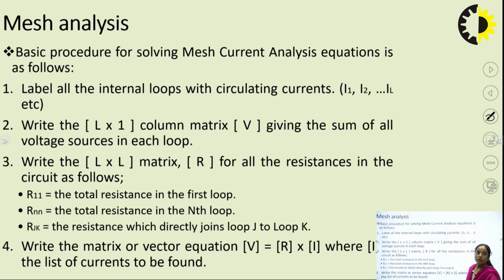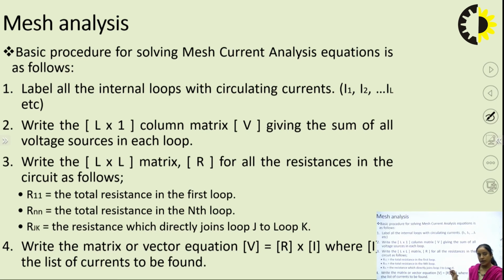Now what is the basic process? Now we will summarize this. The basic process for solving the mesh analysis technique is that first we label all the meshes with circulating currents, that is, mesh currents. Then we write column matrices for currents and for the voltage sources. Then you need to write the resistance matrix. The rules for writing the elements of the resistance matrix are shown here.